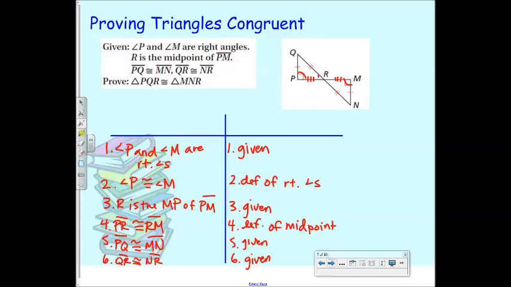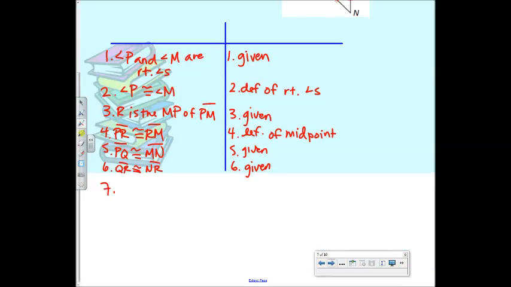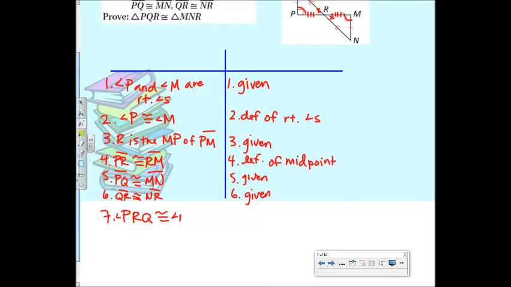PRQ. Okay, so PRQ is congruent to MRN. Why do you have to put the R in the middle? Because it's the vertex. So PRQ is congruent to, I think it's MRN. And that's because they are what kind of angles? Vertical angles. So we just say vert angles. All right, so those are vertical angles.